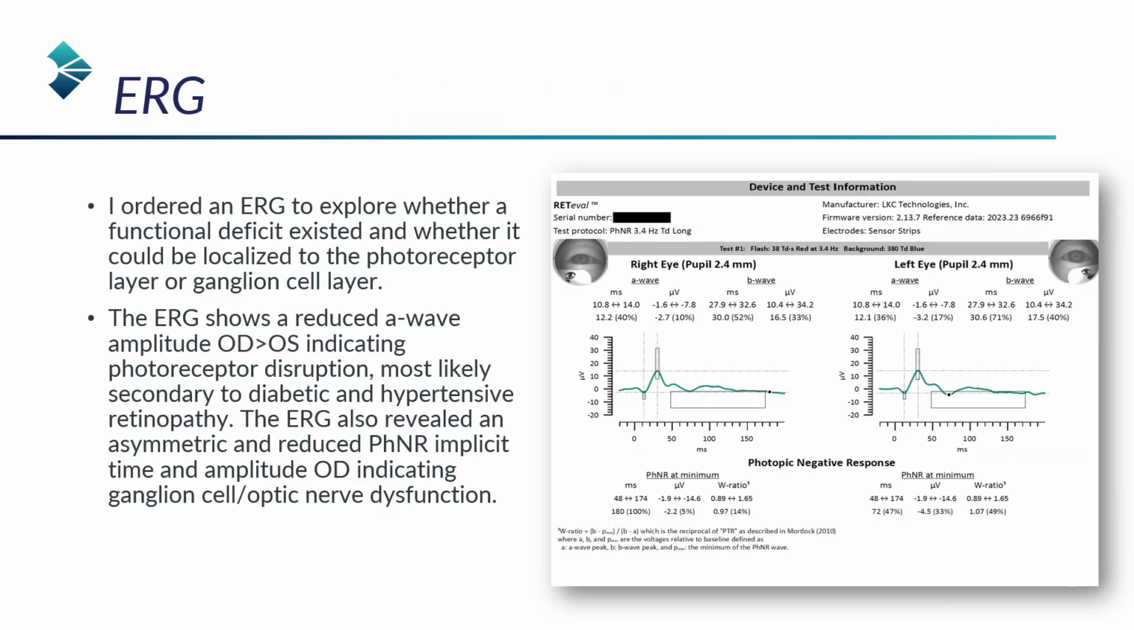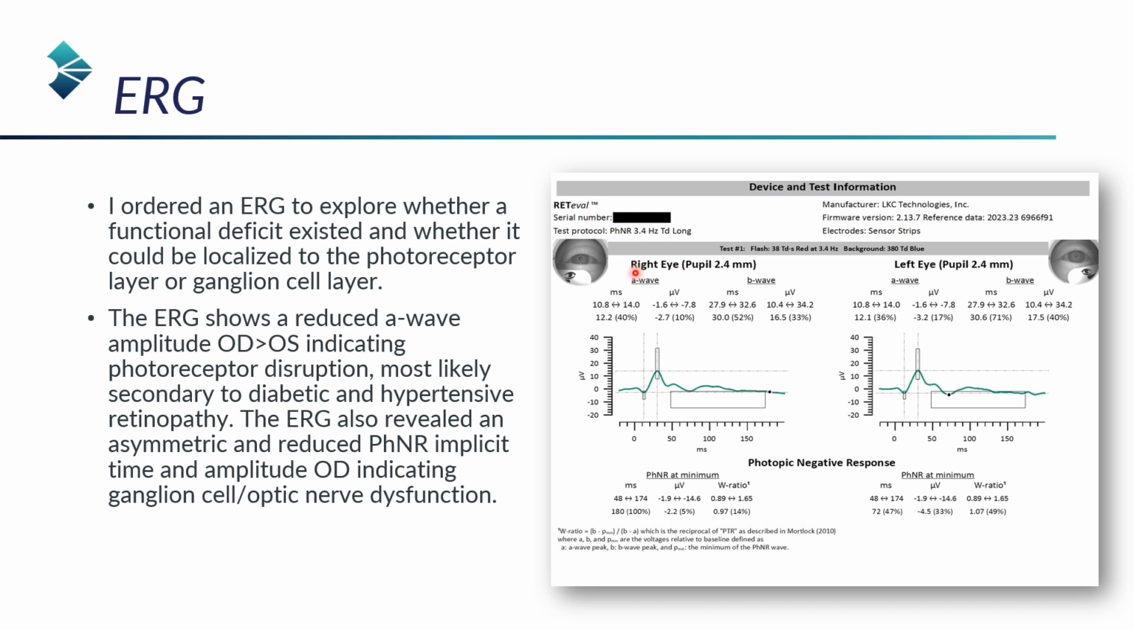Remember that there was some visual field asymmetry affecting the right eye more than the left eye, but there really wasn't enough data there to convince me that this patient had glaucoma. And so I ordered an ERG to really explore whether the functional deficit existed and whether it could be localized to the photoreceptor layer, the inner retinal layer, or the ganglion cell layer.